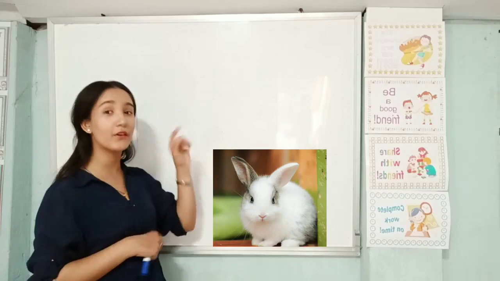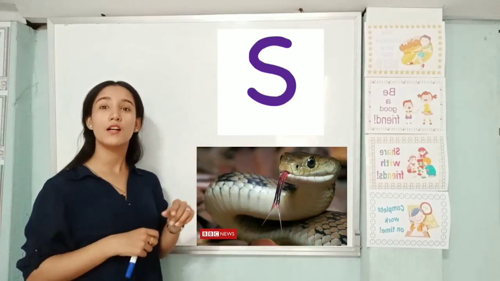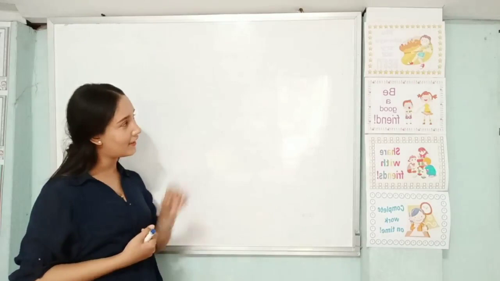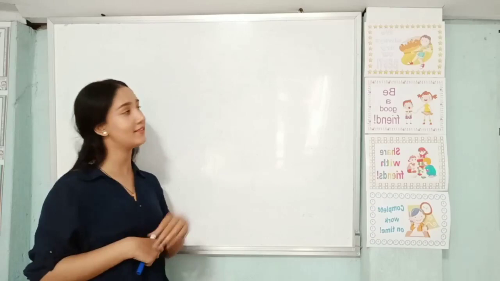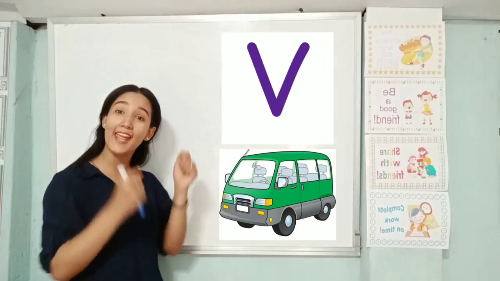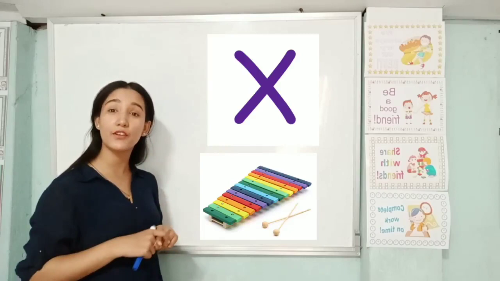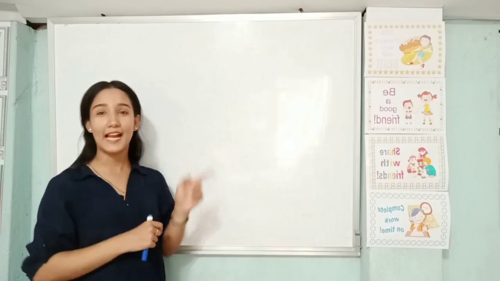then R for rabbit, and then S for snake. Then we have T for table, and then U for umbrella, V for van, W for white, and X for xylophone, Y for yellow, Z for zebra. Okay, now you know the alphabet. We learned all the alphabets.